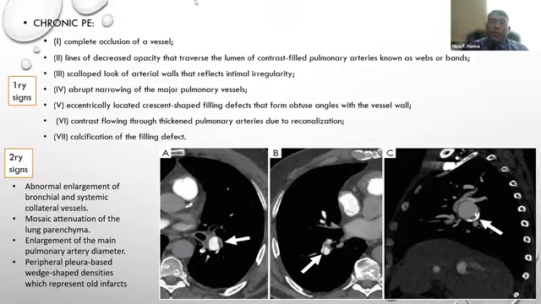There is a question here saying: how common is airspace disease in the context of PE to be infarction, other than other causes of airspace disease, including infection?